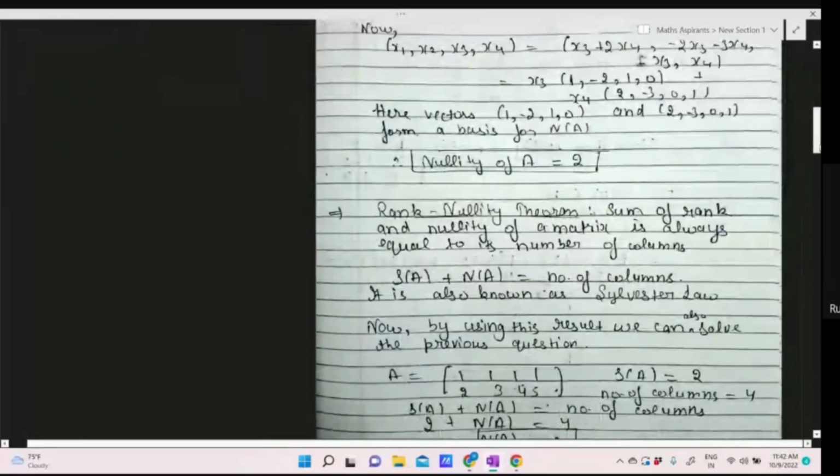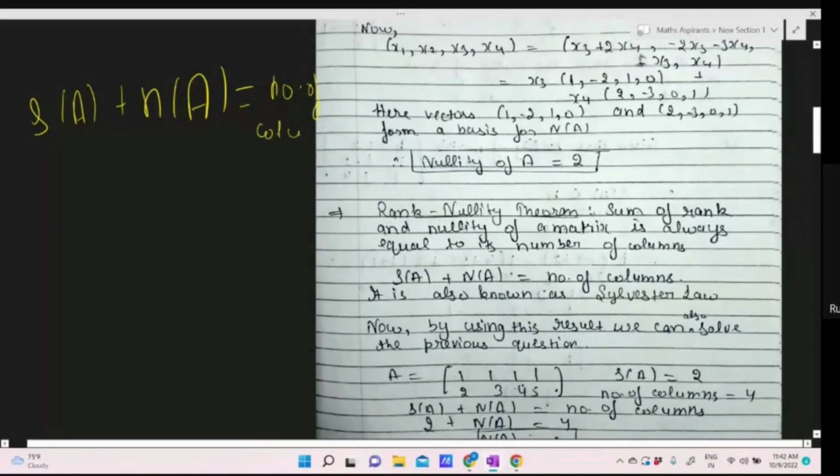Now we will discuss the rank nullity theorem. What this theorem suggests is that the sum of the rank plus nullity of the matrix A is equal to the number of columns. This theorem is also known as the Sylvester law.